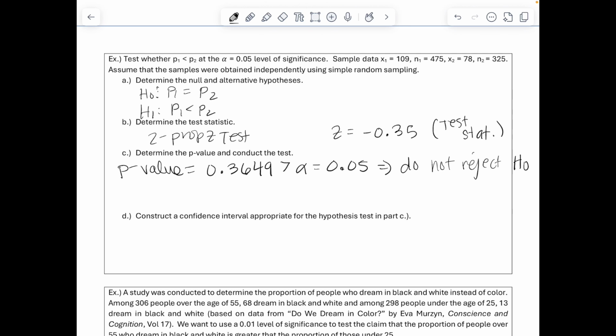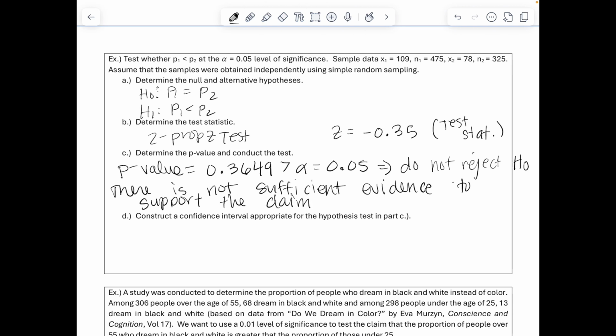reject H naught. And so our conclusion would be there is not sufficient evidence to support, and again, this isn't too much of a word problem, it's more or less going through those mechanics with the graphing calculator, to support the claim that P1 is less than P2. And again, when you have more of a word problem, make sure you explain it in words.